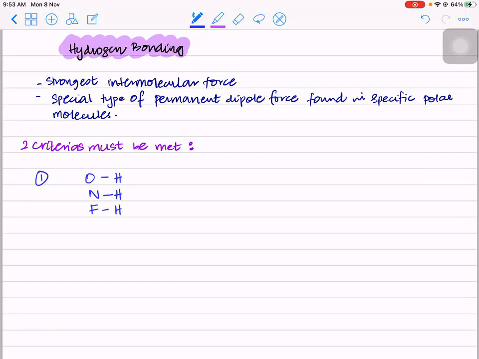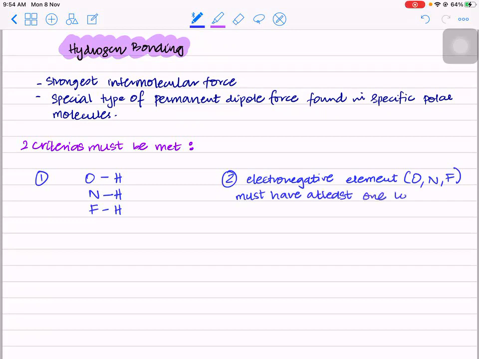This is the first criteria. Only if you have these types of bonds will you have hydrogen bonding. The second criteria is that the electronegative element, which is the electronegative element in these bonds? O and N and F. So the electronegative element, that is O and F, must have at least one lone pair. So they must have at least one lone pair. In this case, hydrogen bonding will occur.